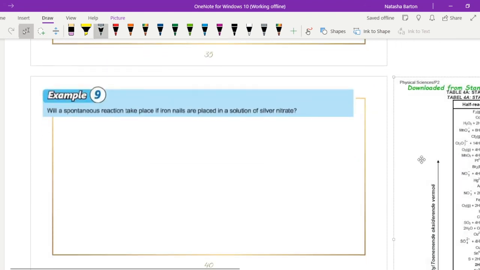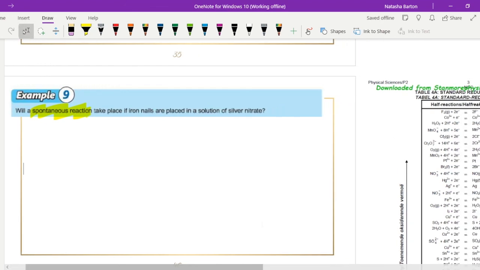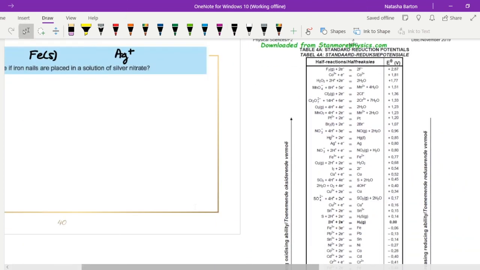This is example 9, also from the Olivier textbook. It says, will a spontaneous reaction take place if iron nails are placed in a solution of silver nitrate? There's two ways of checking this. So iron nails, that is my solid, silver nitrate, that is Ag+ ions. Okay, those are the two active materials here.